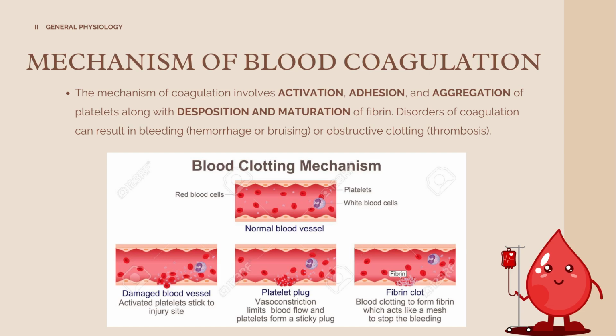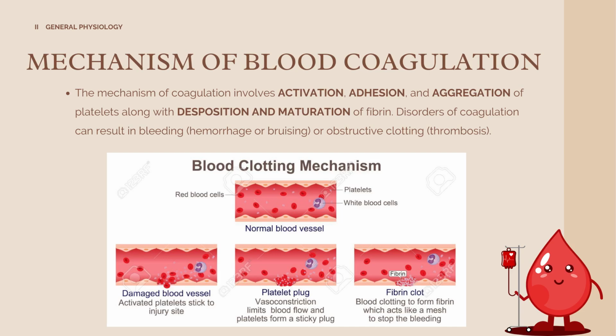It has the red blood cells, the platelets, and the white blood cells. And when these blood vessels are damaged, we can see the activated platelets stick to the injury site. And then a sort of platelet plug happens. So vasoconstriction limits blood flow and platelets form a sticky plug. And that's when blood clotting happens.